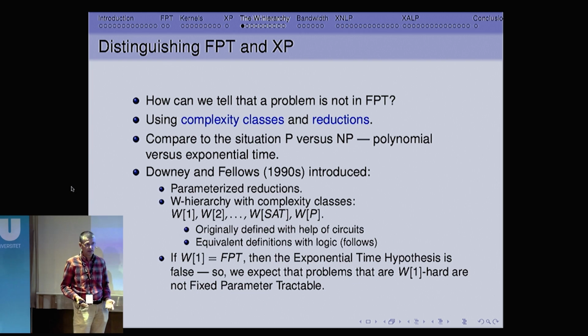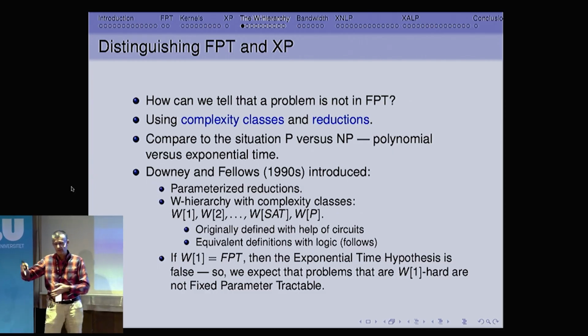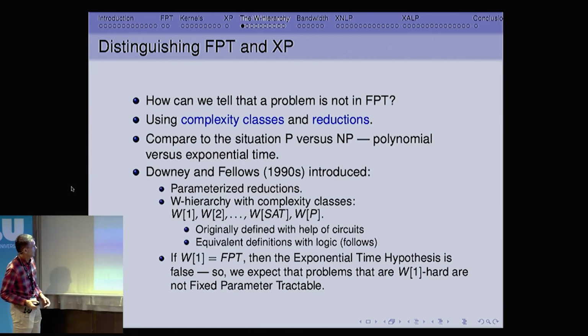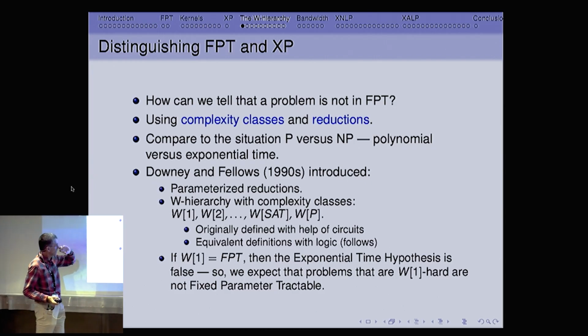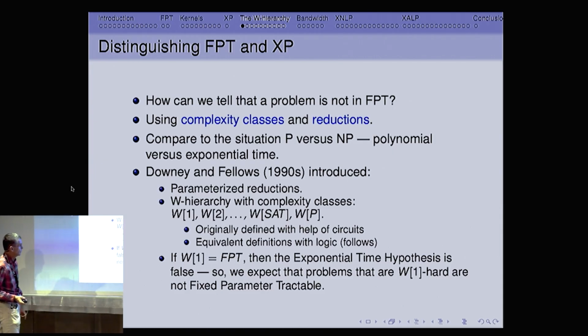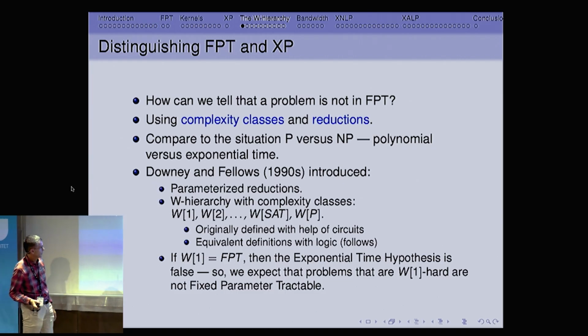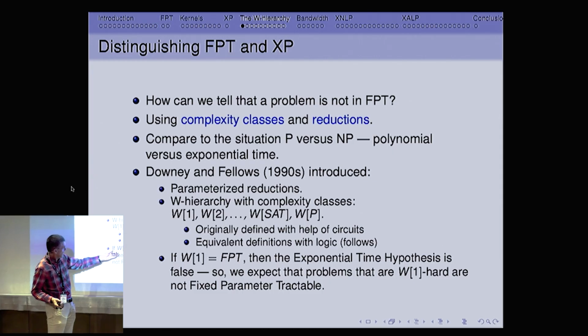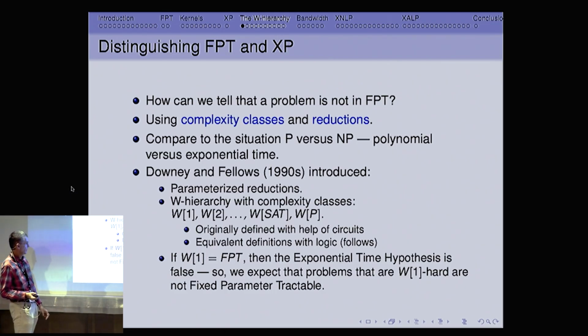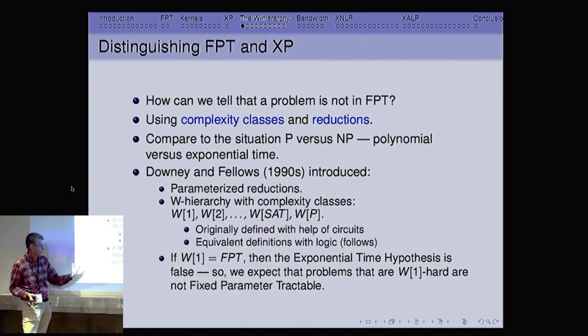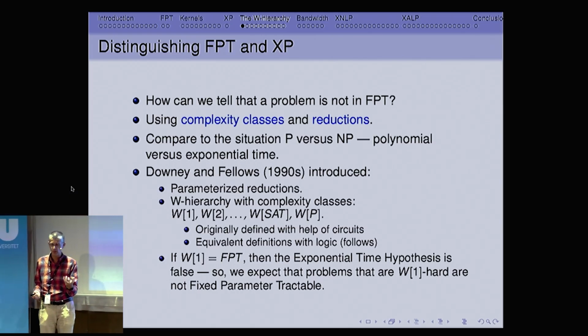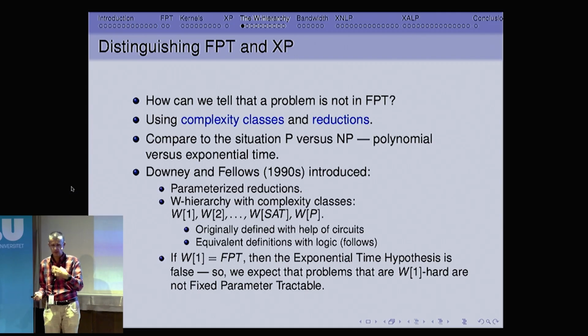because basically in real life, almost all interesting problems are polynomial or NP-complete. Here it's much more diverse, you have W1 and W2 and all these things. So I'll try to sketch what these W classes actually are. Originally they are defined with the help of circuits, but there is a much simpler to understand definition where you use logic. If you're hard for W1, it's unlikely that you are fixed parameter tractable, because if W1 actually would be equal to FPT, then the exponential time hypothesis is false. So this means that if you have a W1-hard problem, it's really unlikely to have an FPT algorithm for it.